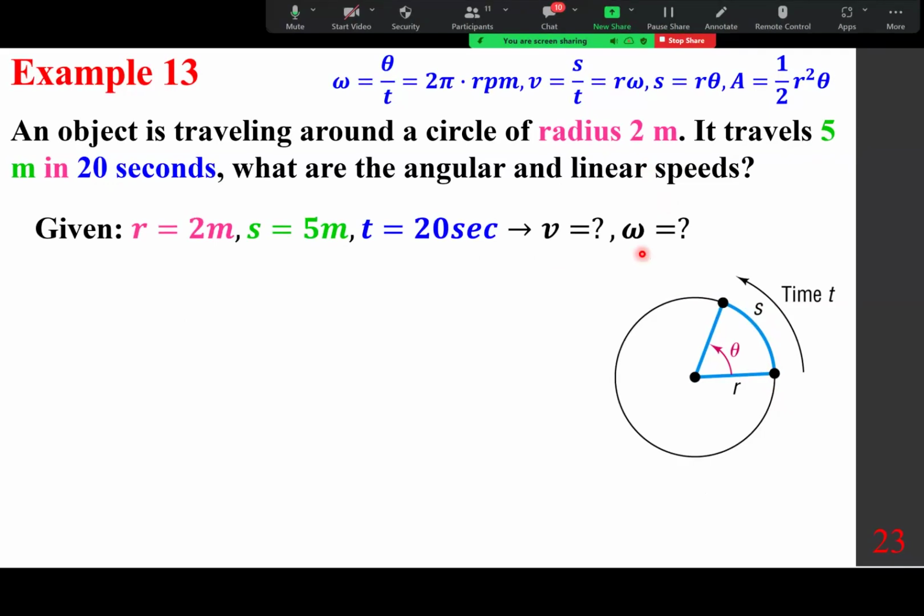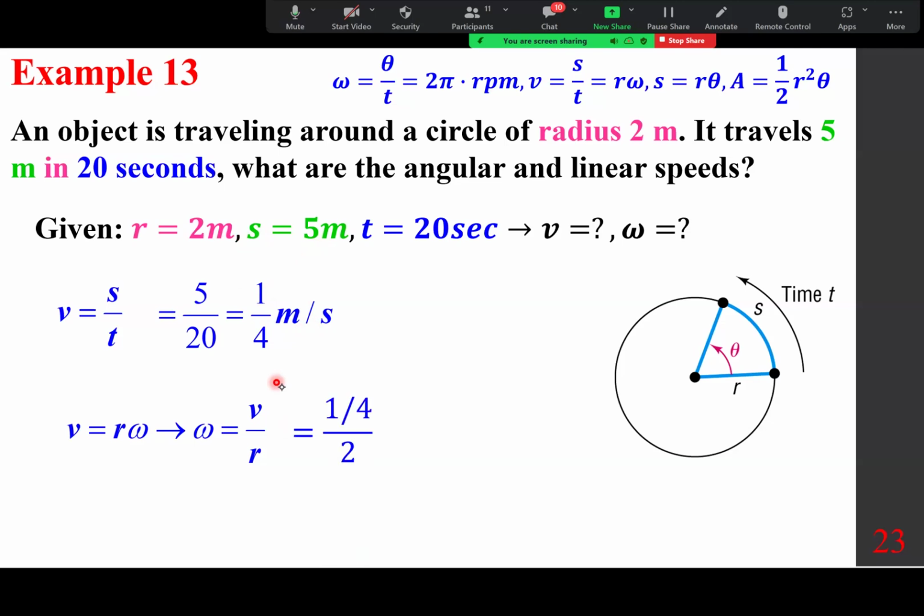By definition, V is S over T. Five over 20 makes it 1/4, units of the numerator over the units of time, meters per second. So that would be linear speed, or velocity. We also know V equals R omega. Therefore, omega is V over R. We found V to be 1/4, R is 2 meters, so divided by 2, make it 1/8 radians per second. Radians per second. Pretty straightforward.